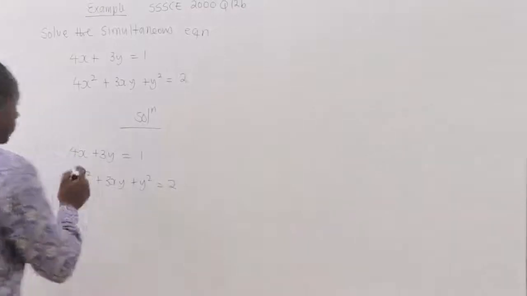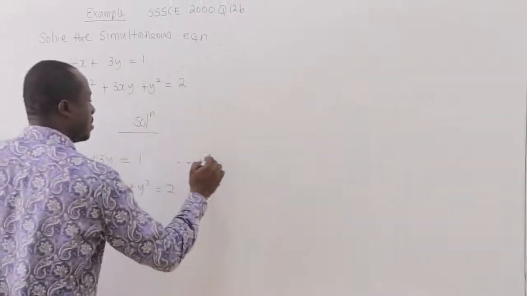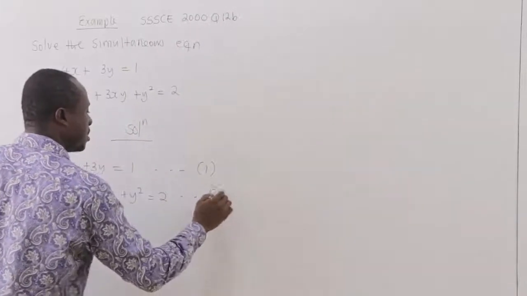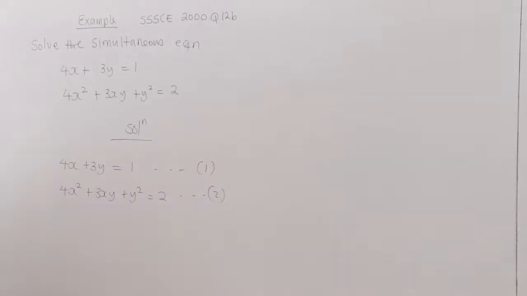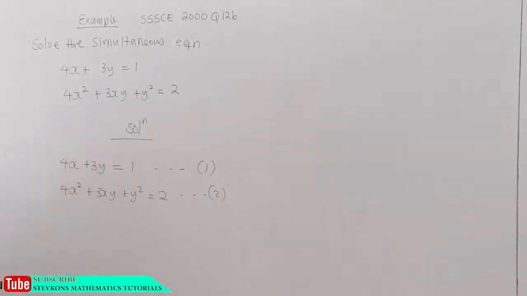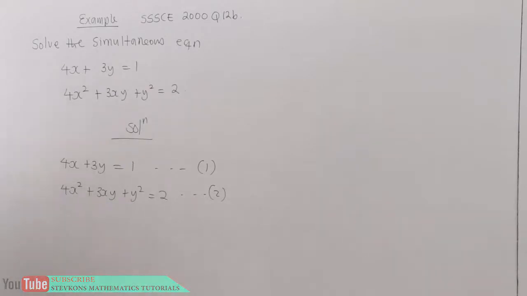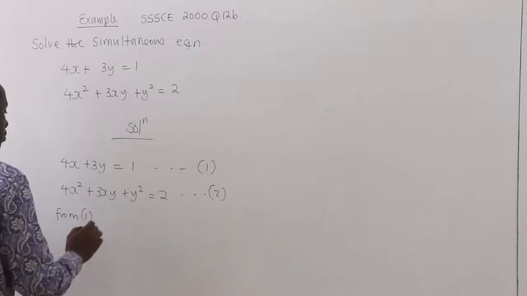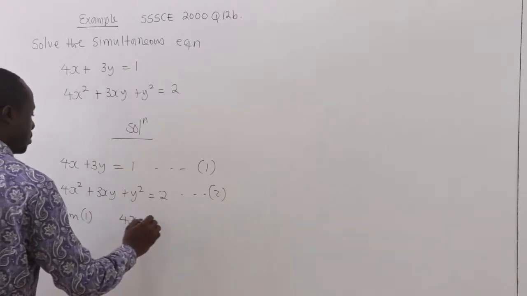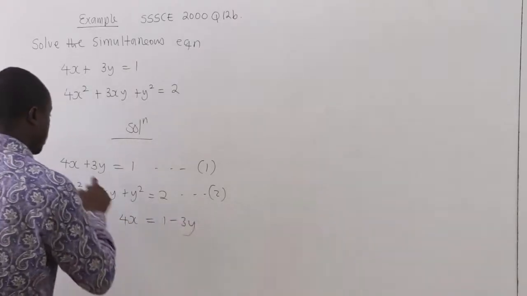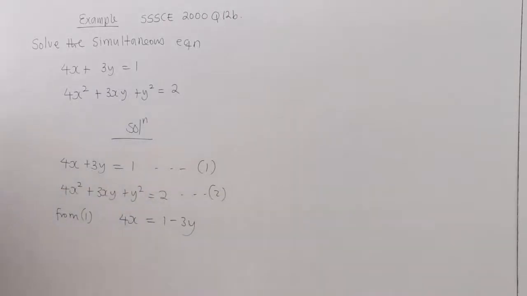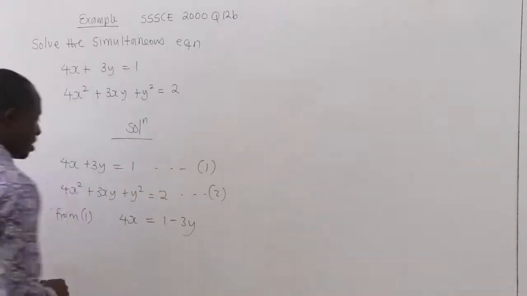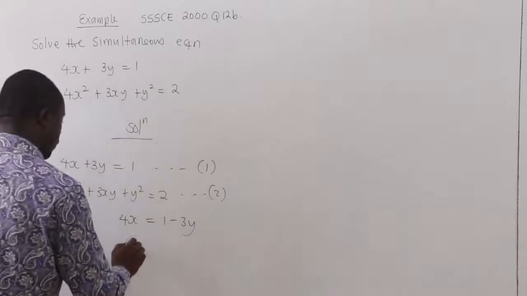Now clearly 4x plus 3y equal to 1, let's say this is equation 1 and then this is equation 2. Let's use the substitution method. Let's make x the subject from equation 1, and substitute into the other equation. So clearly from 1, you want to make x the subject. Clearly 4x is equal to 1 minus 3y. This positive going and becoming negative. We want x, so we divide through by 4.